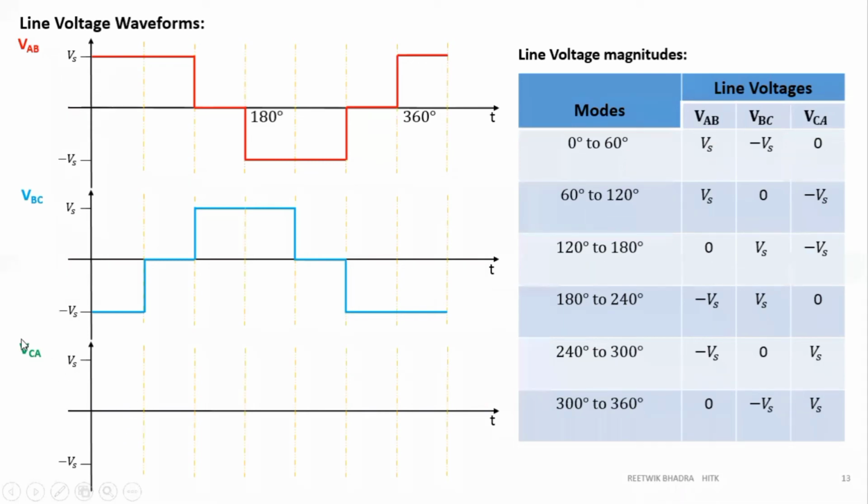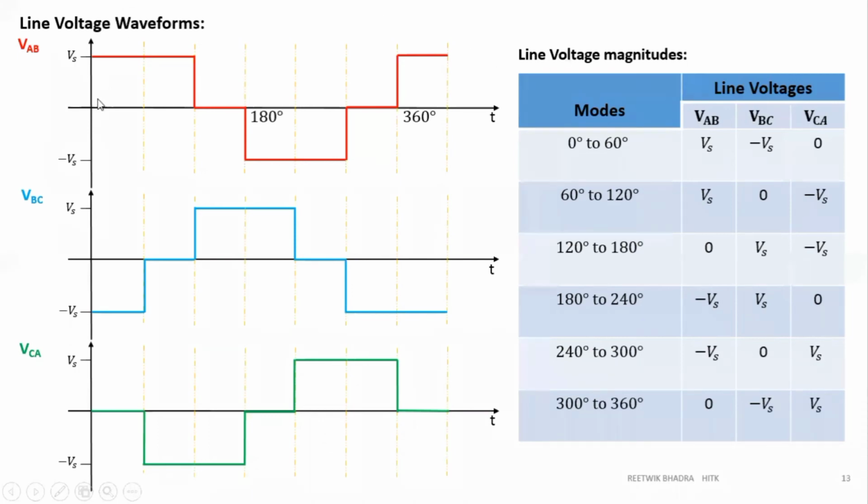Now VCA, its first value is 0. Then minus Vs. Then 0. Then Vs. Then Vs. Then again it will go to 0. So this is how you can plot your AB, BC, CA.